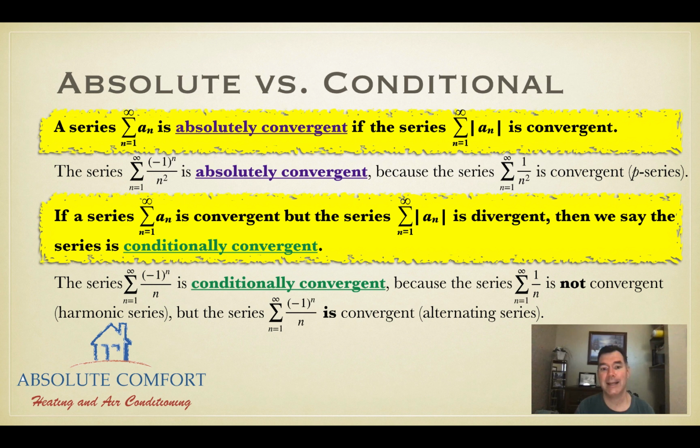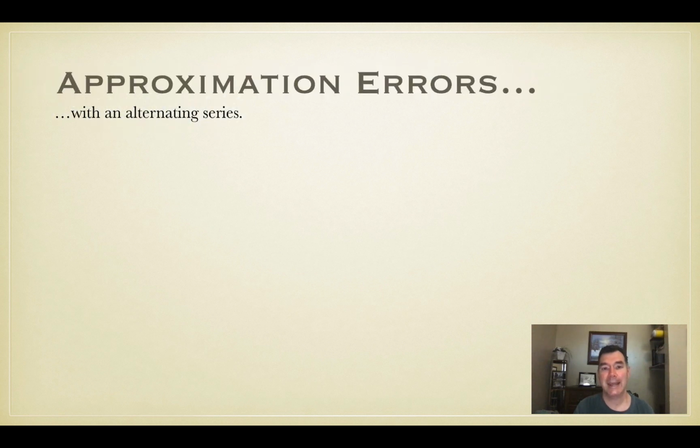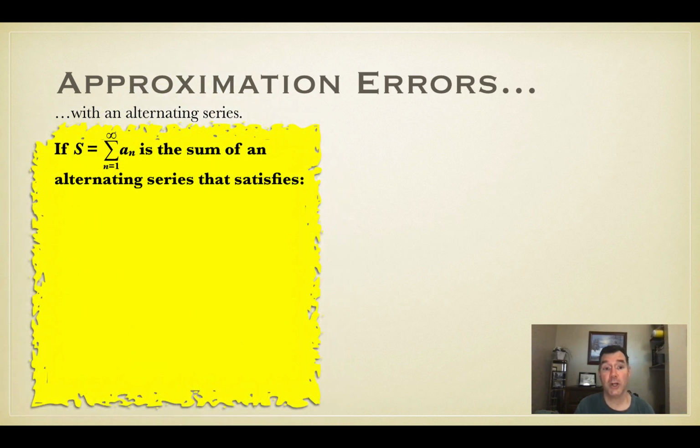But once I put the -1 to the n's back in there and alternate sign with each term, then the series does become convergent by the alternating series test. So that's the difference between absolute convergence and conditional convergence. Now let's talk about approximation errors with an alternating series.